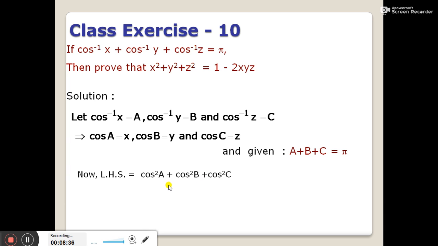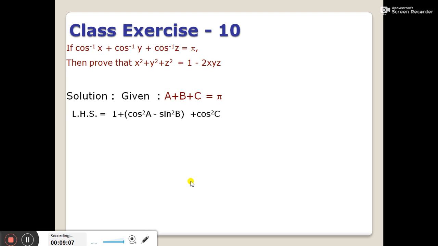Taking the left hand side x square plus y square plus z square, substitute the values of x, y, z, it becomes cos square a plus cos square b plus cos square c. Now substitute cos square b as 1 minus sin square b, and rearranging, we get 1 plus cos square a minus sin square b plus cos square c. Using the formula, cos square a minus sin square b is equal to cos of a plus b into cos of a minus b.